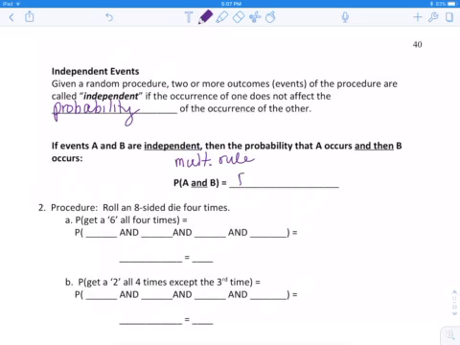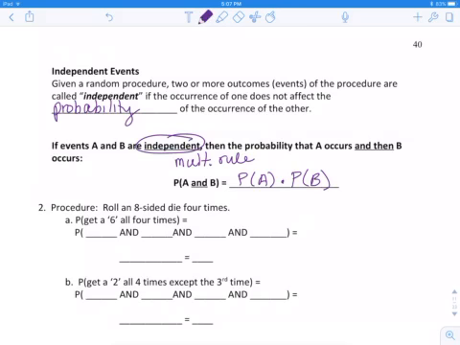So the probability of A and B, we would do the probability of A times the probability of B. Now you do have to make sure the two things are independent. Things will be independent when rolling a dice or flipping a coin, whatever happens the first time does not affect the second time at all. We'll see cases in a minute where things are not independent.